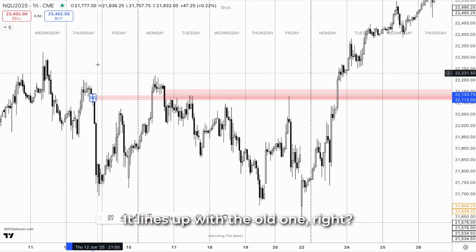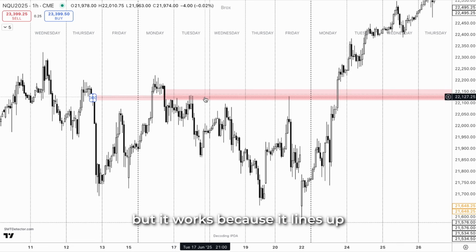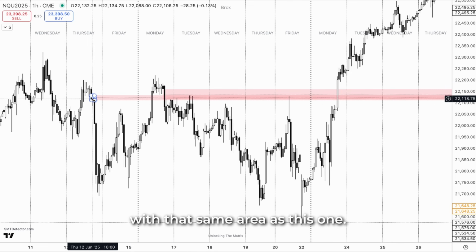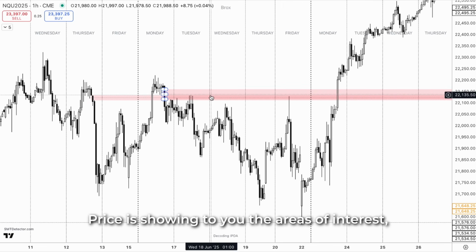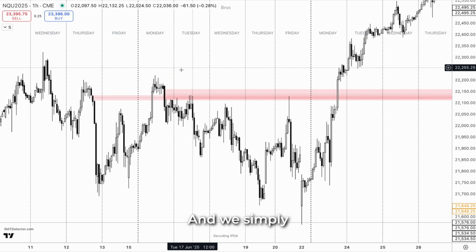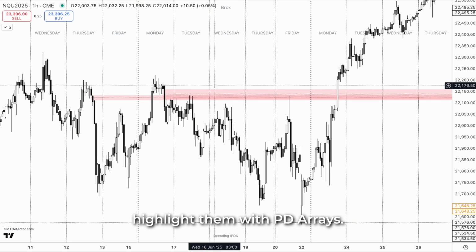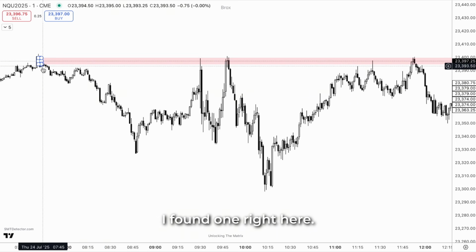It lines up with the old one, right? And you can see same reaction, but it works because it lines up with that same area as this one. That's why this imbalance formed where it did. Price is showing to you the areas of interest, points of interest as we call them, and we simply highlight them with PD arrays. Now, in case you wanted a lower time frame example, I found one right here.